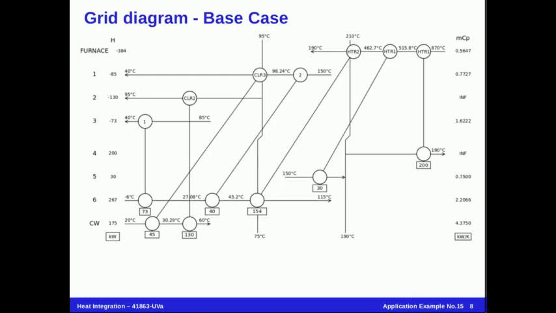The excess is for both utilities 108.25 kilowatts. That represents more or less an excess of 60% of heating and of cooling. And this is all.